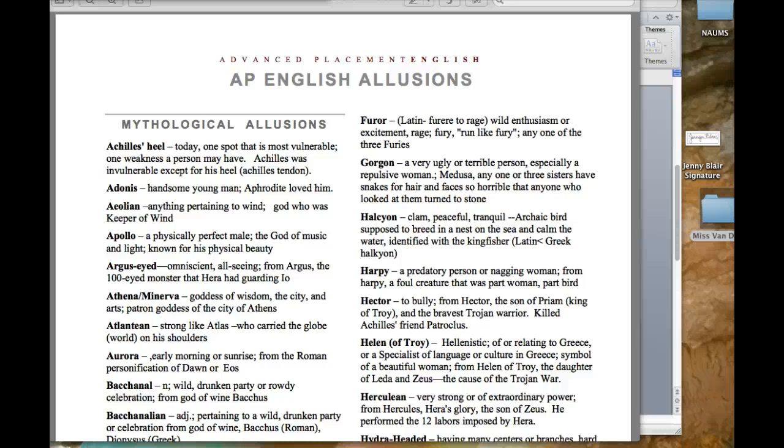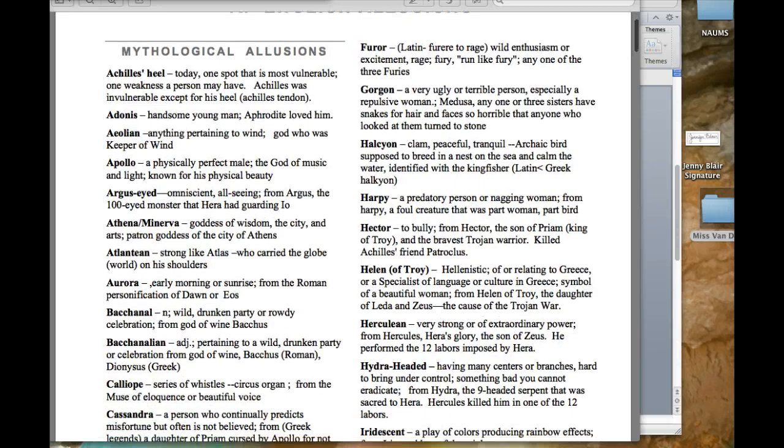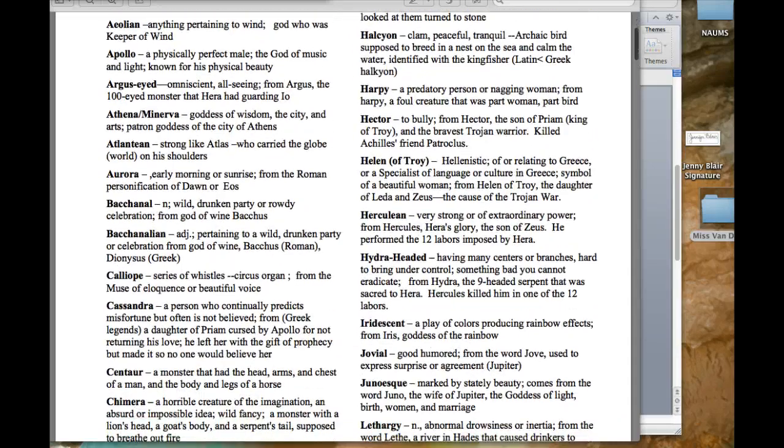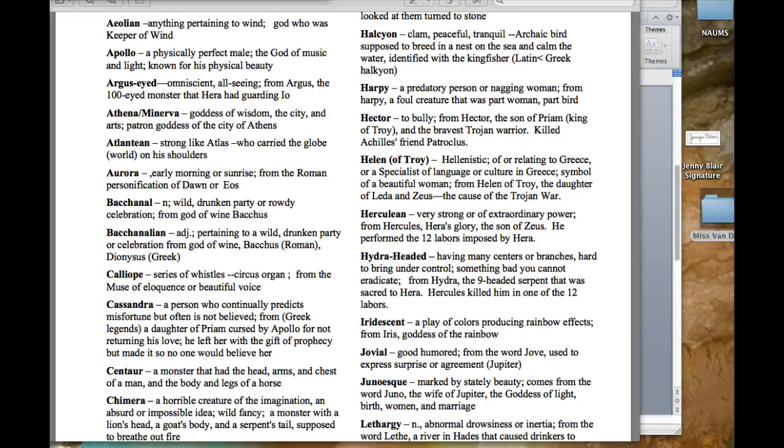So now that you've learned about allusions in literature, I'm going to explain to you the biblical allusions project that you'll complete. So this is the handout that you got about different allusions and just a short synopsis of them. And so it starts with mythological allusions. You can see some of them here: Aurora, Calliope, all these.